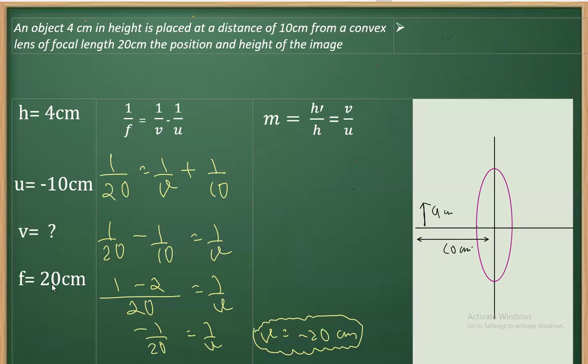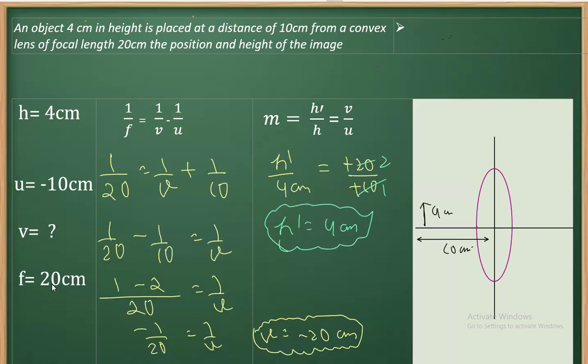Now we are also going to calculate the height, and for that we are going to use this relation: m is equal to h dash upon h is equal to v by u, where m is the magnification, h dash is the size of the image, h is the size of the object, v is the image distance, and u is the object distance. So if I replace this, h is 4 cm, image distance we have calculated as minus 20 here, and object distance is minus 10, given in the question. Now I can reduce it first. You can see that this is 1 times and 2 times, and if you do cross multiplication, we'll get h dash as 4 cm. So we got the height of the image as 4 cm.